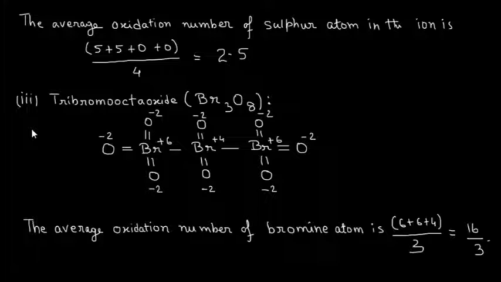The third example is tribromo octoxide, that is Br3O8. If we draw the structure, we can see that the oxidation number of two of the bromine atoms, the first and the last, is +6, but the oxidation number of the central bromine atom is +4. So the average oxidation number is (6 plus 6 plus 4) upon 3, that is 16 upon 3.